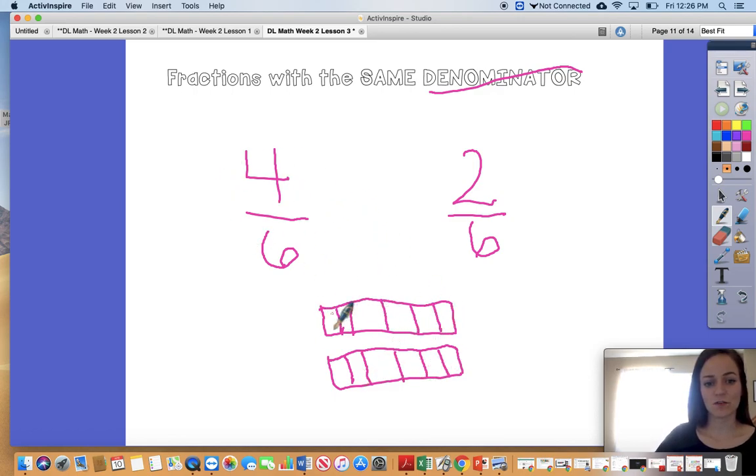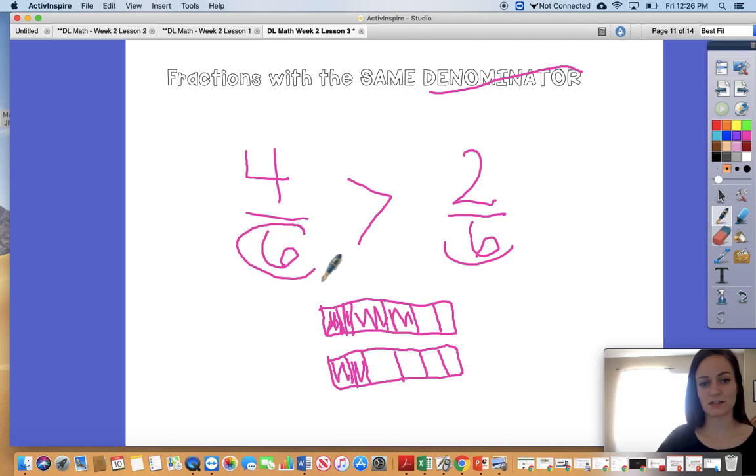Now, Garrison gets 4 of those pieces. 3, 4, and Trip gets 2. 1, 2. Who has more? Garrison, right? They both cut theirs into 6. They have the same denominator. The pieces are both cut into 6 equal pieces. But Garrison got 4 of those pieces, and Trip got 2 of them. Okay, so he has more. 4/6 is bigger than 2/6.